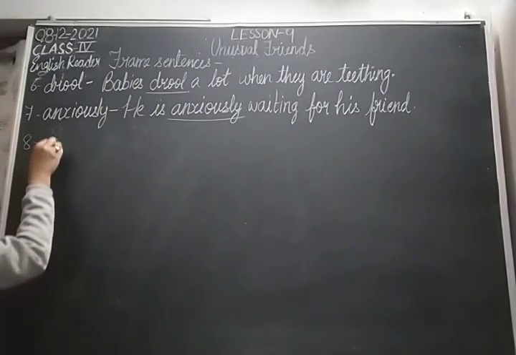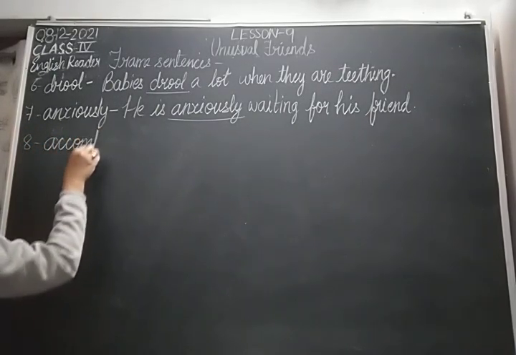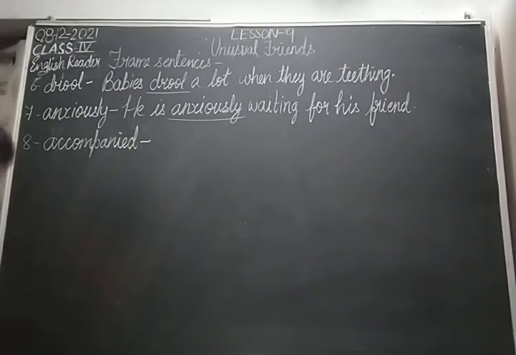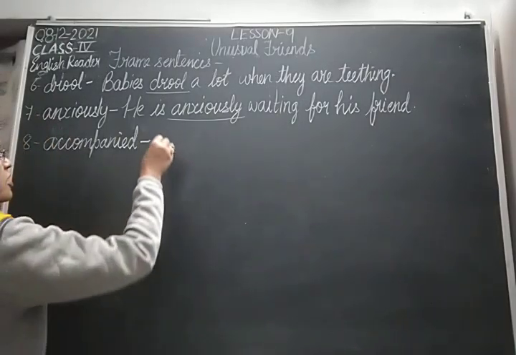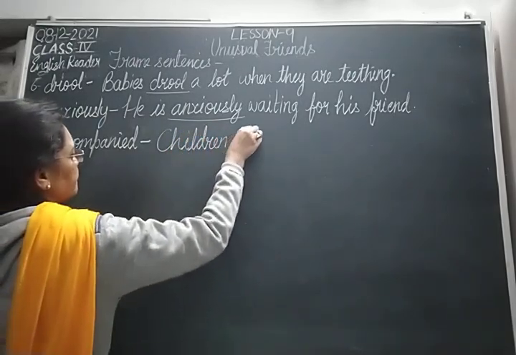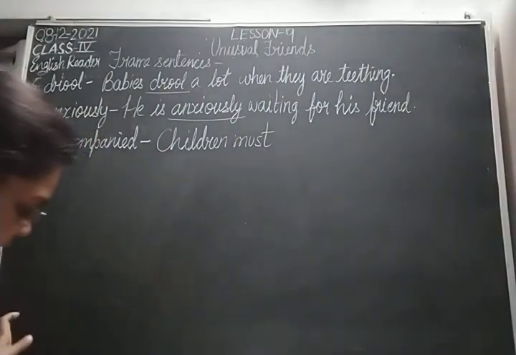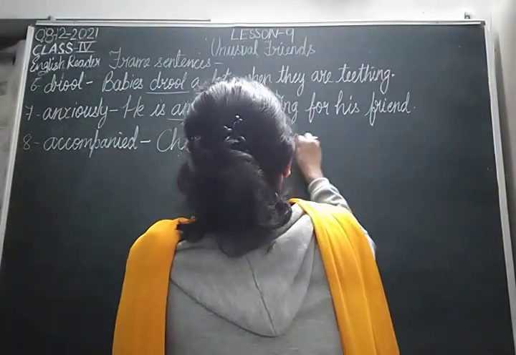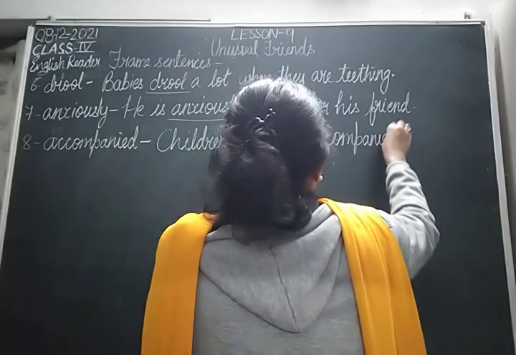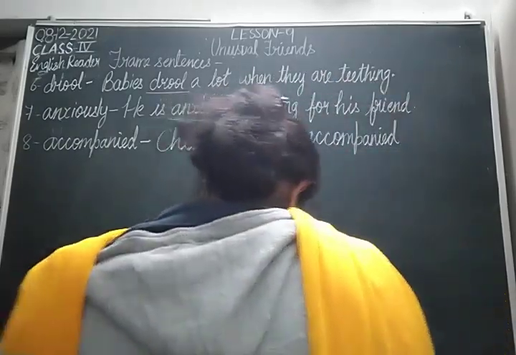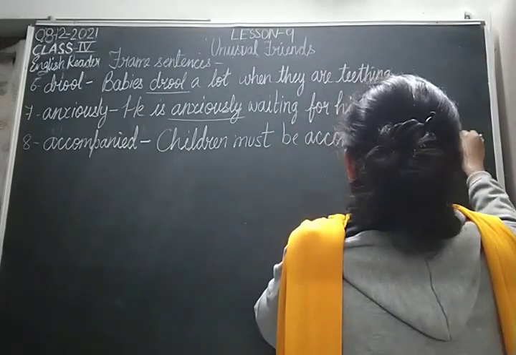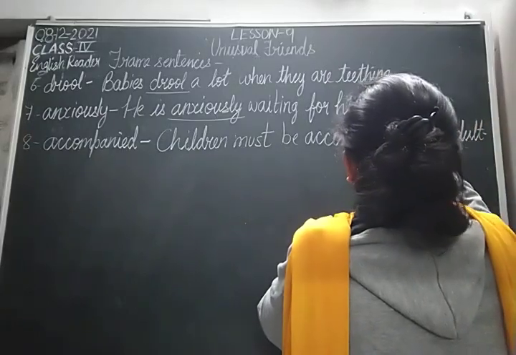Then the eighth word is accompanied. And the sentence is, children must be accompanied बच्चों के साथ by an adult. एक बड़ा होना जरूरी है. So children must be accompanied by an adult.